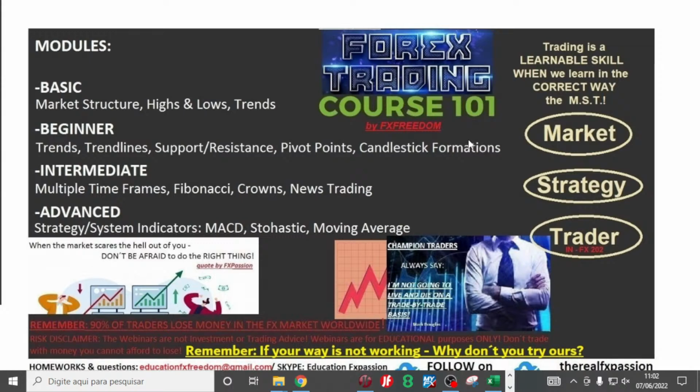Everybody, type in the chat the currency pair that you want. So we're going to implement market structure, highs, lows, trends.